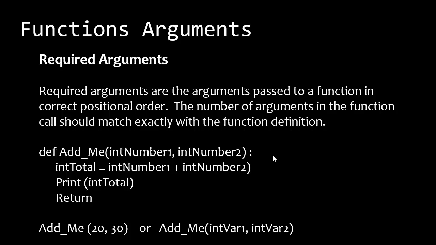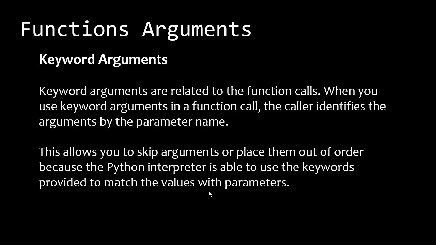Required arguments is probably what you know and understand the most. Required arguments are arguments passed to a function in the correct positional order. The number of arguments in the function call should match exactly with the function definition. That's what you've been doing all along. That's called required arguments, right? So 20, 30, number 1, number 2, add me, and so on. Probably you're going to write your functions, especially in this course, like this 98% of the time. But there's some flexibility to this.